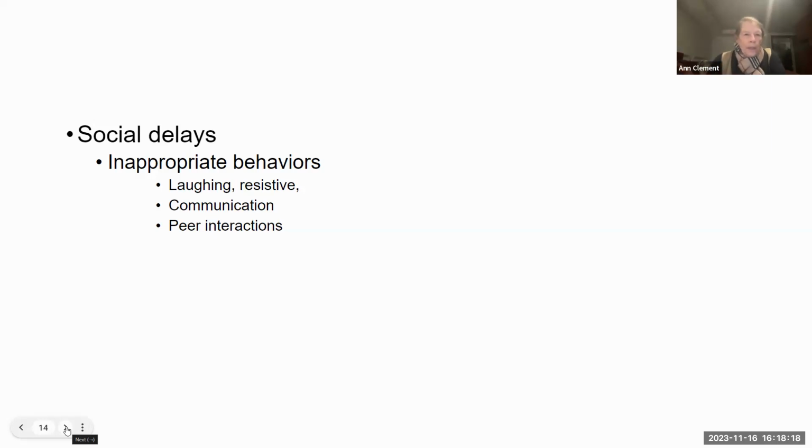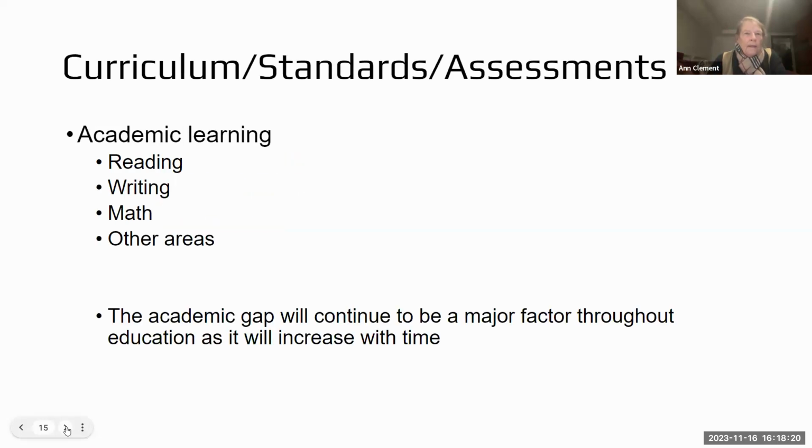So next slide. When we look at what we call curriculum or standards or assessments, we usually look at the academic areas of reading, writing, math, as well as the other areas. But again, remember, the academic gap will continue to be a major factor throughout education as it will increase in time. So we'll talk about strategies for that.